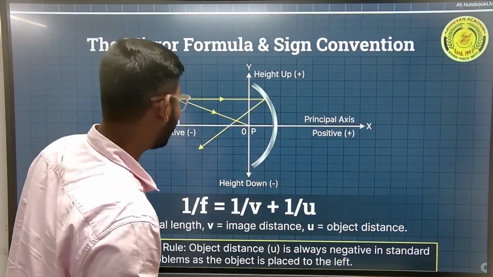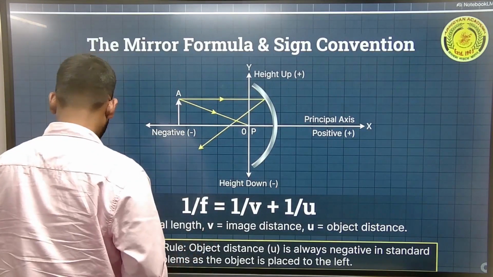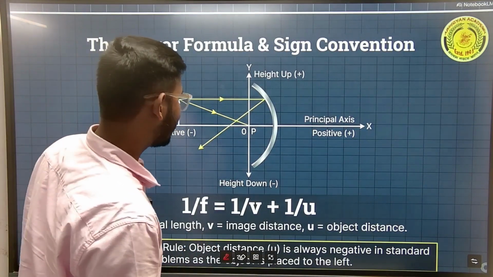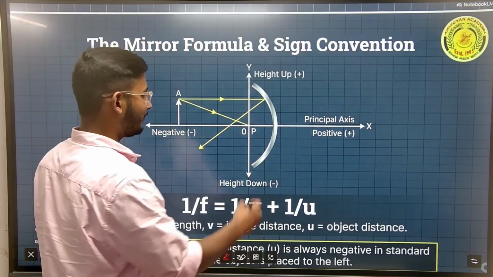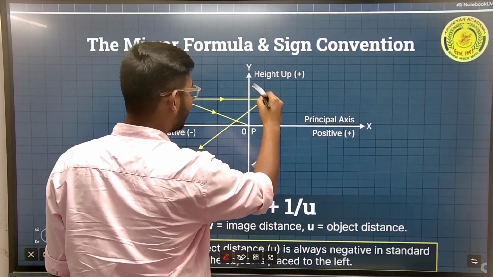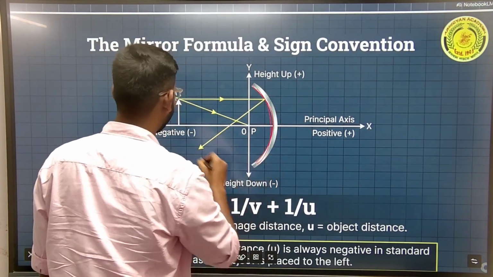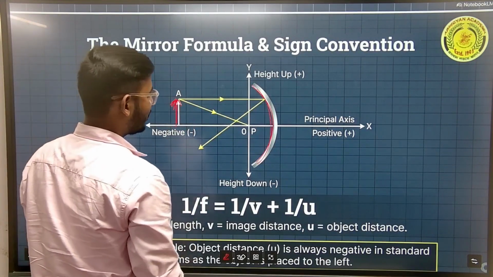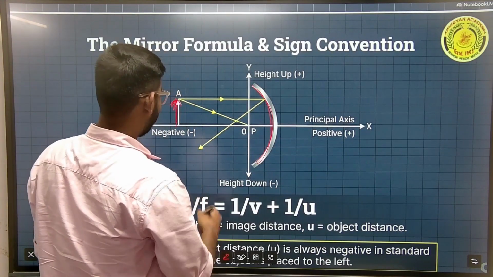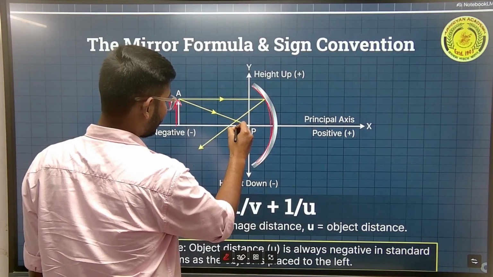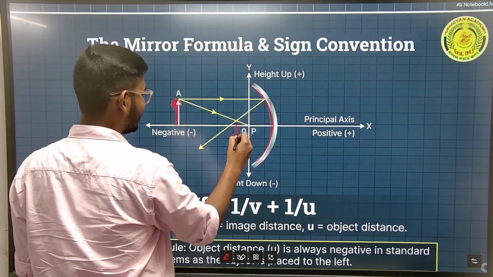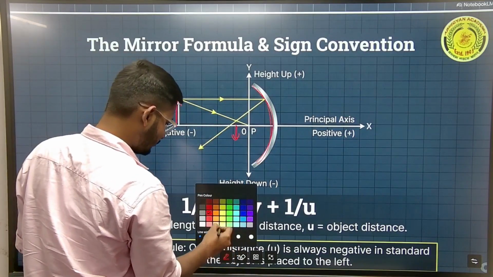Now let's come to the mirror formula. Let's say this is the mirror. We have placed an object here, and we get an image. Let's say we get the image here. We'll get an image of this object here.